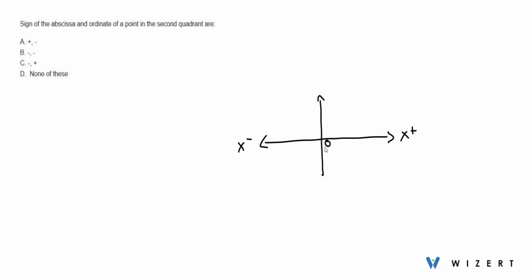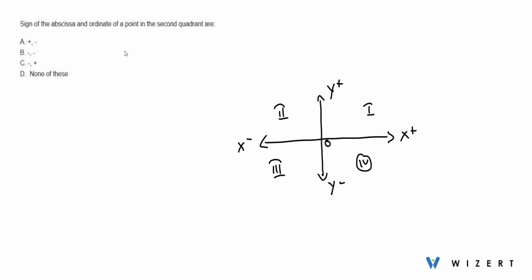Similarly, if we extend upwards towards infinity, then it tends towards positive infinity. So we represent it by y plus, and in the opposite direction it tends towards negative infinity. So we represent it by y minus. Now this is quadrant number 1, this is quadrant number 2, this is quadrant number 3, and finally this is quadrant number 4.